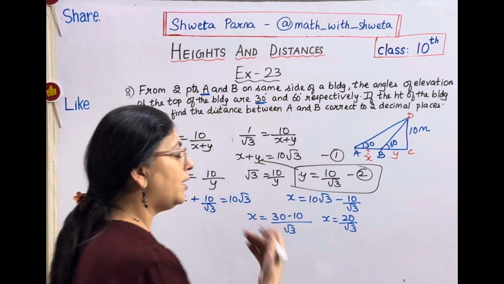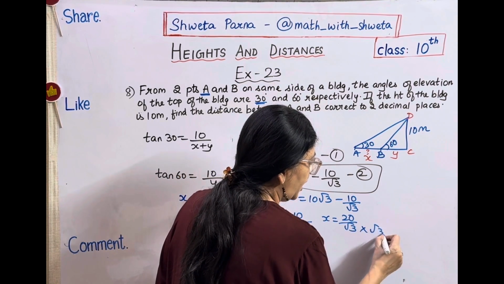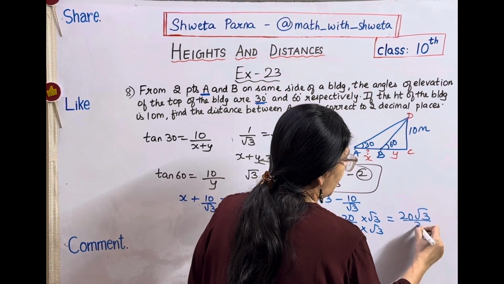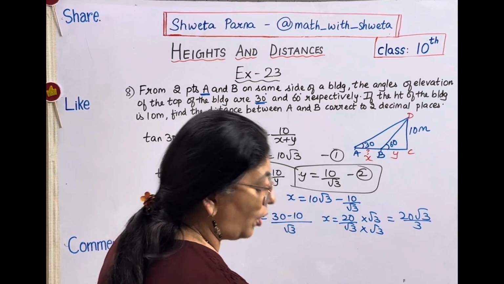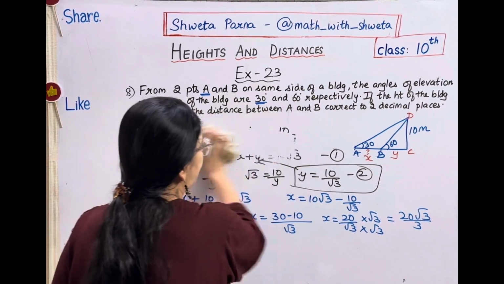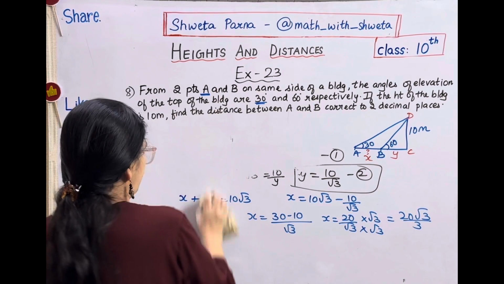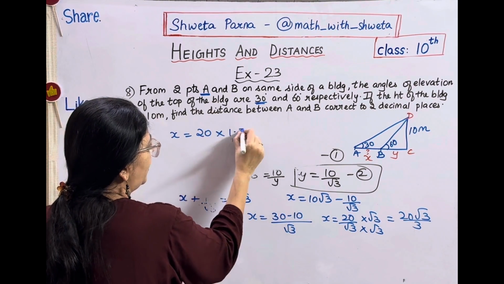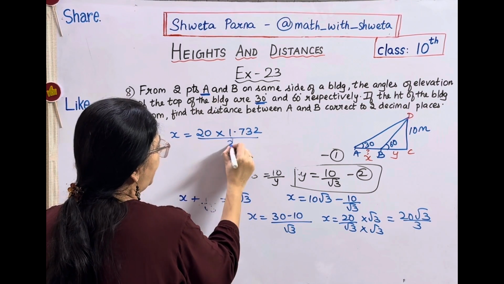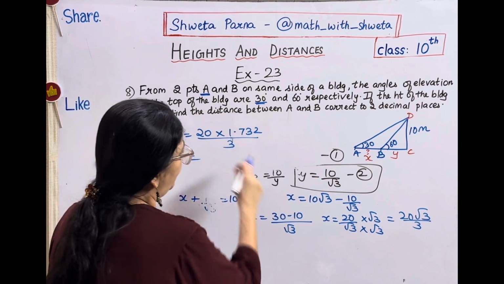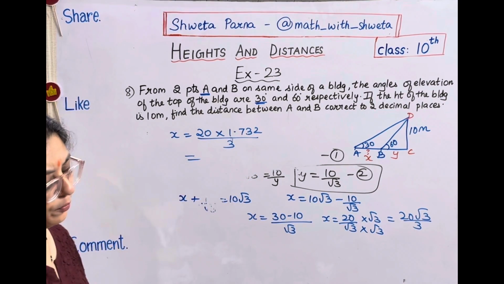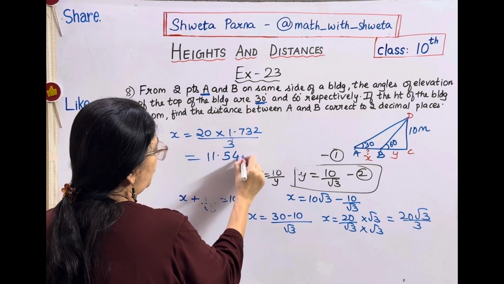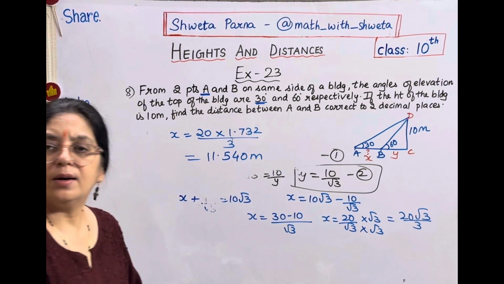Now how do you solve it? Rationalize it, multiplying by root 3 upon root 3. So this will become 20 root 3 upon 3. Now what is the value of root 3? The value of root 3 is 1.732. So x is equal to 20 into 1.732 divided by 3. Multiply first and divide by 3, you will get the answer. So the answer is approximately 11.540 meters.